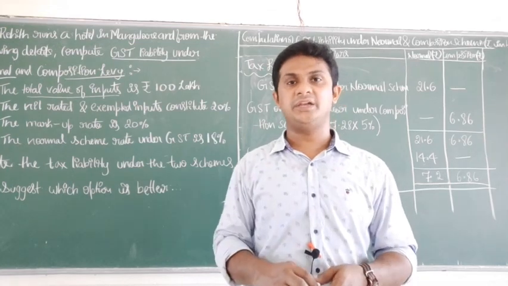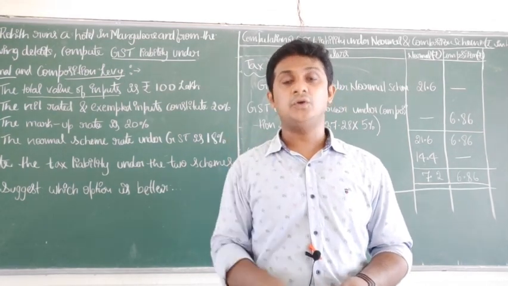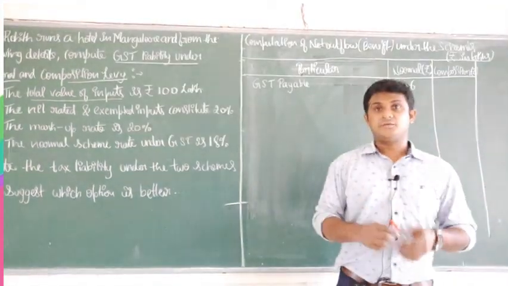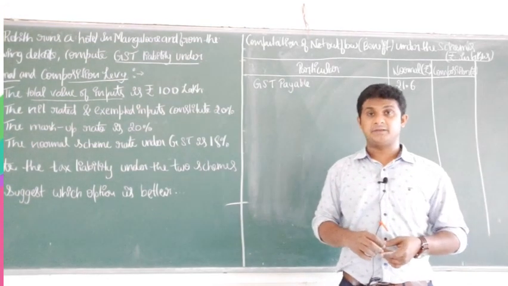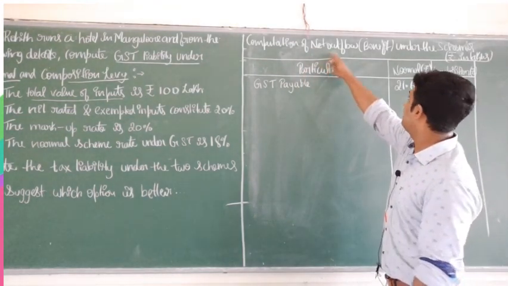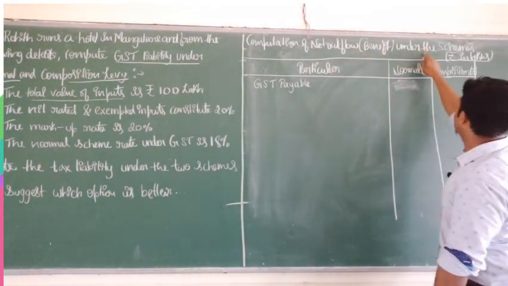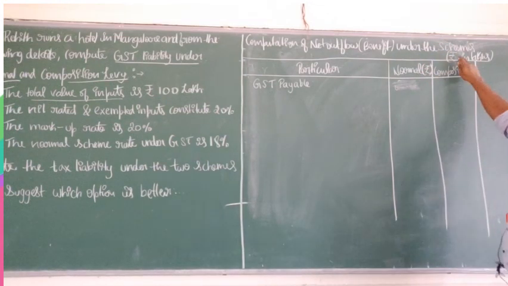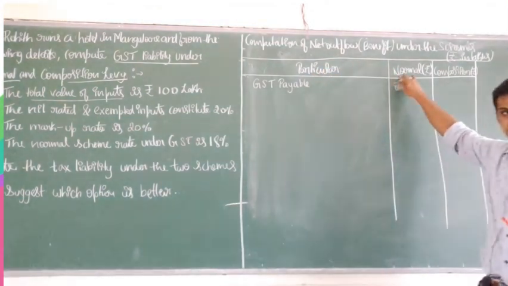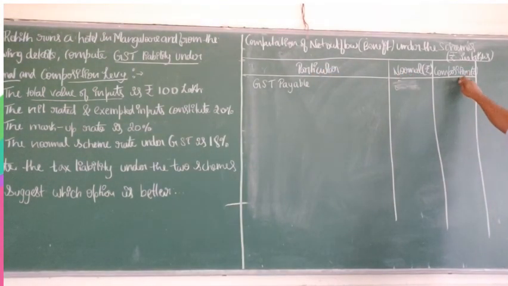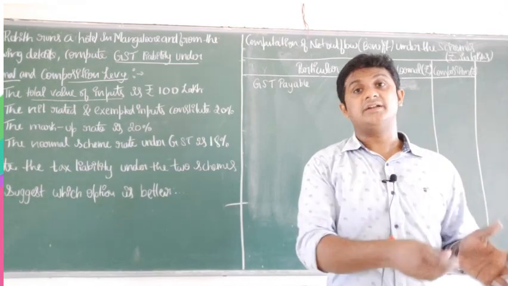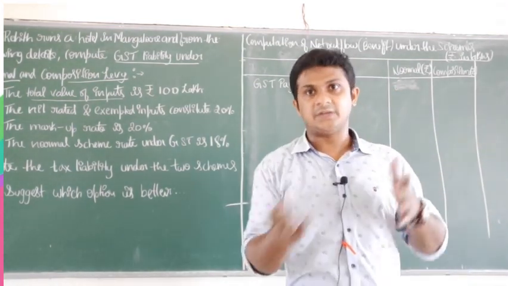So next, we are calculating the net outflow or benefit under the two schemes. Use this format and write computation of net outflow or benefit under the schemes, and at the top of the table write rupees in lakhs. First column for particulars, second column for normal scheme, and third column for composition scheme. First of all, the value which we need to write is the GST payable under normal scheme and under composition scheme, that we have calculated previously.